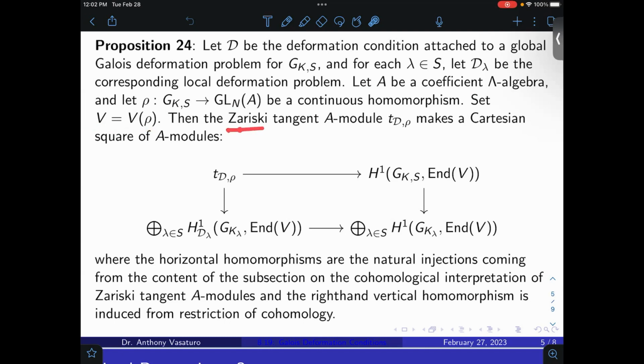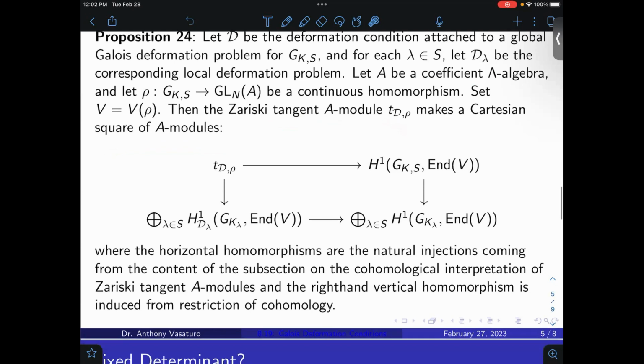Then the Zariski tangent A-module T_D(rho) makes a Cartesian square of A-modules in the way that you kind of expect it to. T_D(rho) maps to H^1(G_{K,S}, V). It also maps down to the direct sum over λ in S of the sub-cohomology groups H^1_{D_λ}(G_{K_λ}, V).